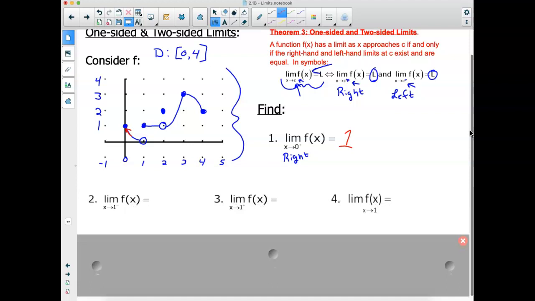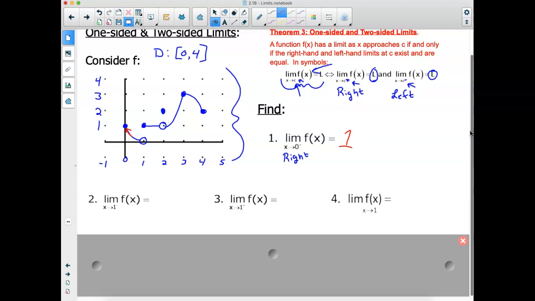They're never going to ask me, if you're saying, why am I only looking from the right for number 1? Well, they're never going to ask you what it is from the left because the left side isn't even in the domain. I have no way to approach it from the left side because my domain is just from 0 to 4, okay?